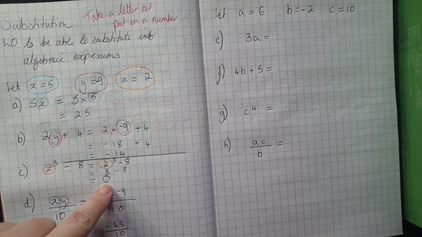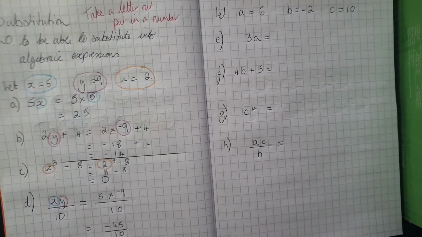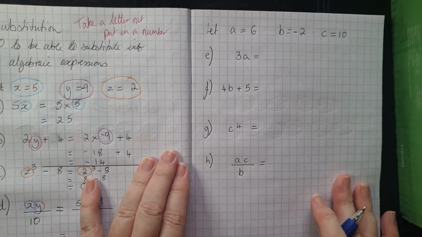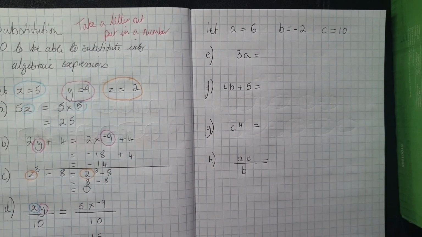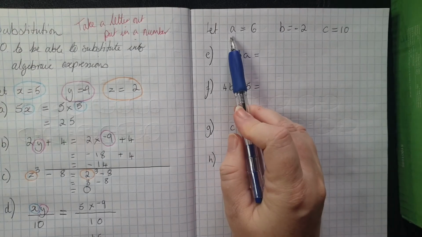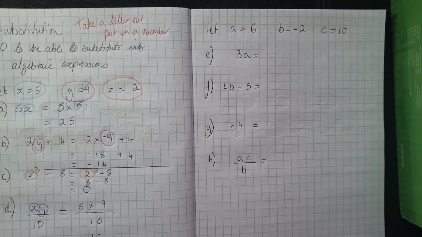And again, you can get whole number answers, you can get negatives. We've got the neutral answer there as 0, and we've got a negative decimal there. You can get all sorts of answers. Now, as normal, here are 4 questions for you to have a go at yourself. Pause the video, work through your answers, and then check back in with me. We have A as 6, B as -2, and C as 10.